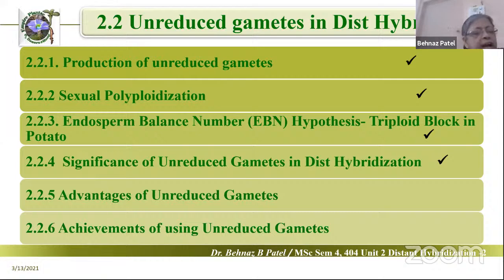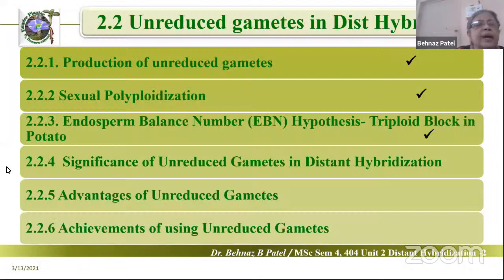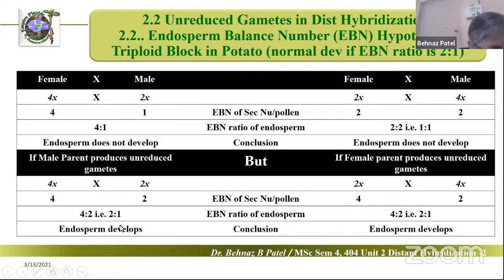And we also saw how you can overcome it once it has come up. So this is the way we saw the ratios, and the ratio required is 2:1. Or when you're using a tetraploid and a diploid, then obviously it would be 4:2, in order that an endosperm would develop. All the other combinations also we saw, and how it would fail with the other combinations.